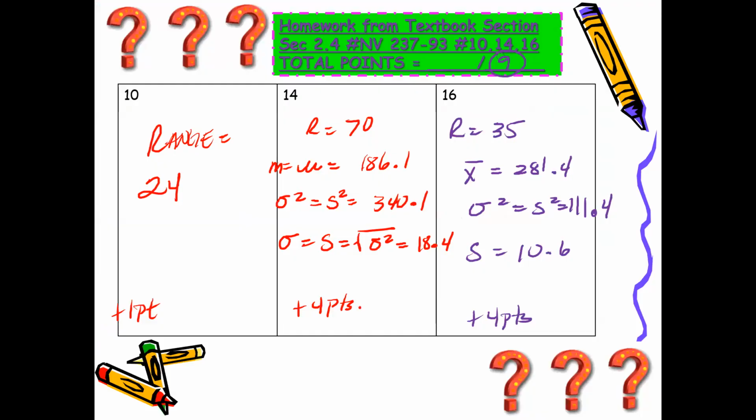You did have homework yesterday, which was for 10, 14, and 16. Go ahead and take a look at your answers. You're supposed to find the range, the standard deviation, and the variance. Your total is going to be out of 9 points. So take a look at that.